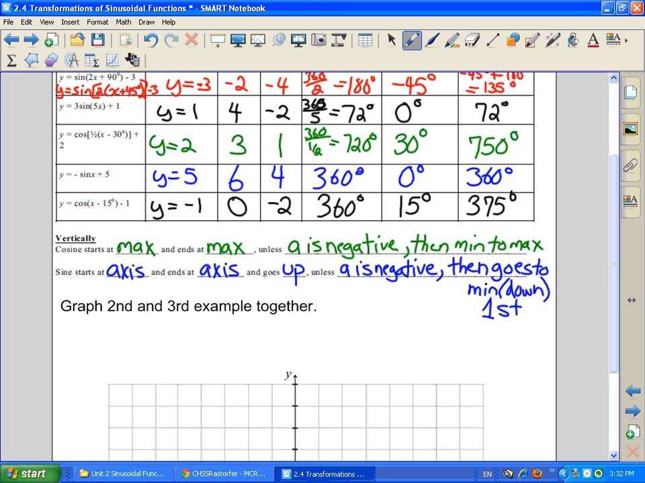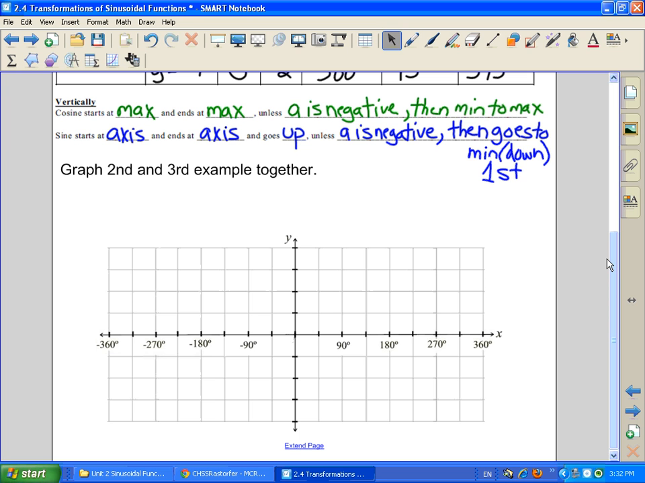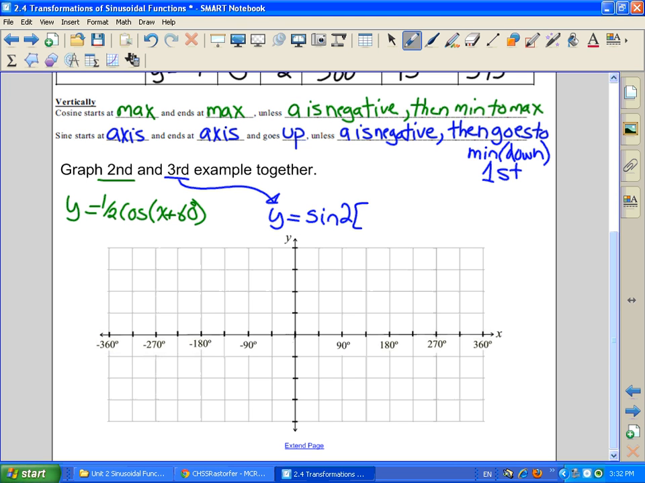All right. So let's graph the examples 2 and 3 together. I'm just going to rewrite them here. The second example that we went over is y equals 1/2 cos of x plus 60 degrees. And the third one is the one we had to factor out k. So it's y equals sine of 2 times x plus 45 degrees.